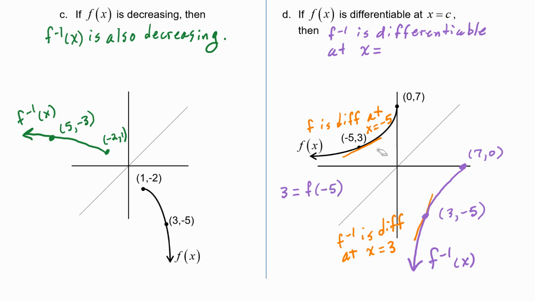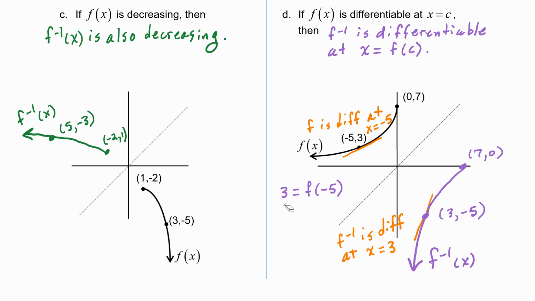So in other words, the y value on f becomes the x value on f inverse. So if f is differentiable at c, like in our case, f was differentiable at x equals -5, then f inverse is going to be differentiable at x equals f of c.